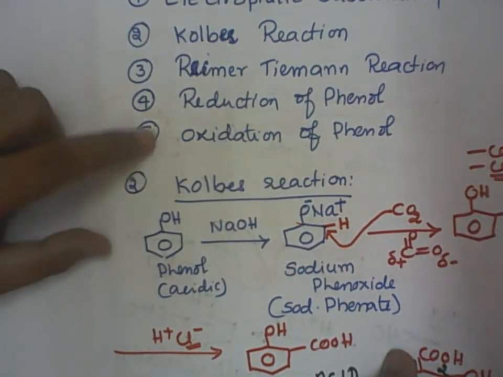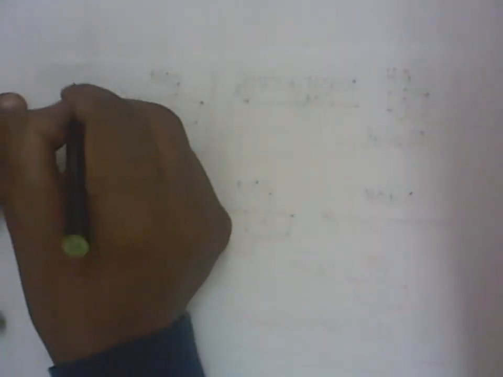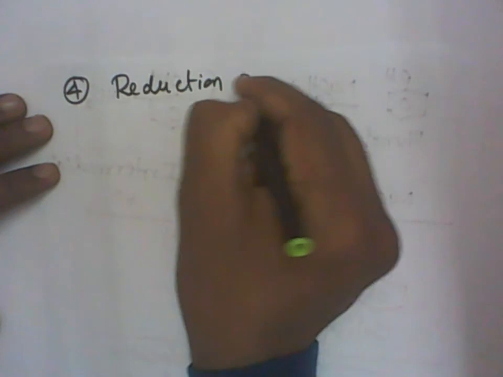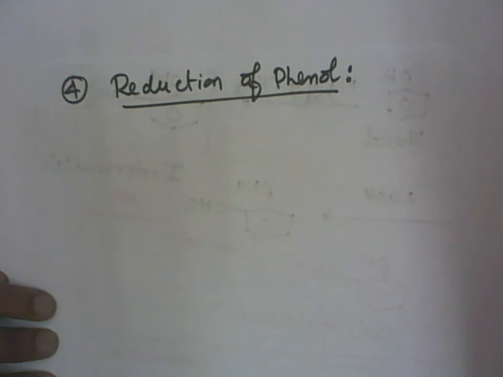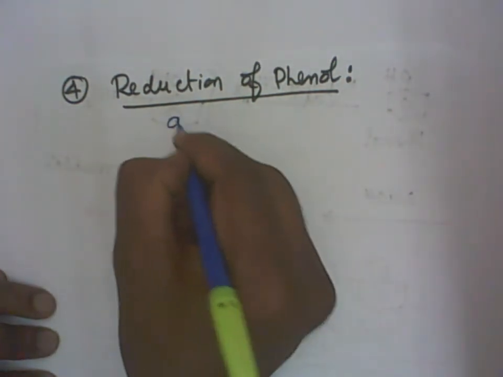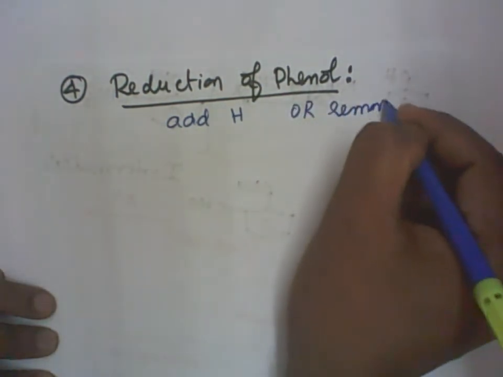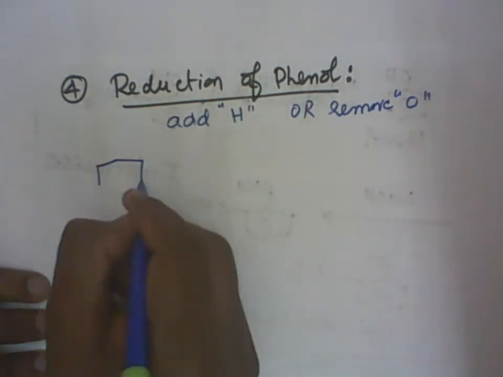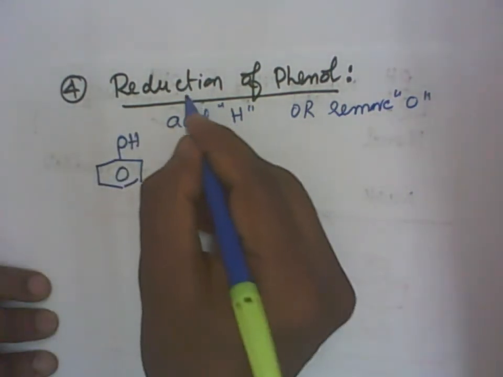Next, the 4th and 5th ones: reduction of phenol and oxidation of phenol. The 4th one is known as the reduction of phenol. What do you mean by reduction? Reduction means addition of hydrogen or removal of oxygen atom. Let me write the benzene ring attached to OH. It is phenol.